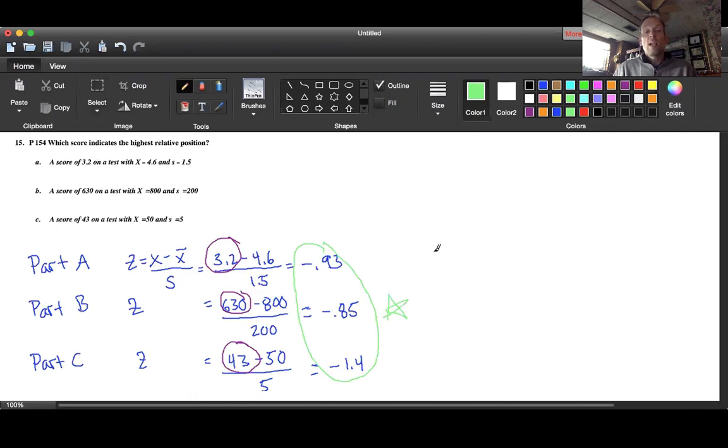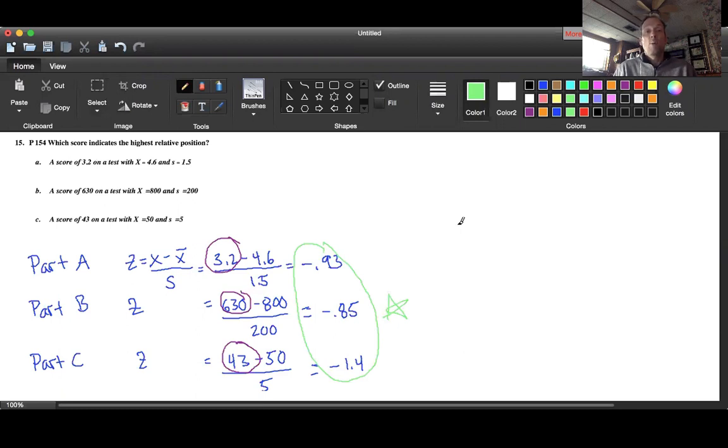Let's summarize everything we've learned about standardization. If we have two negative scores, which one is going to be the best? We pick the z-score that's closest to 0, which translates into the score that was the highest. If we have two positive z-scores, we pick the highest z-score. If we have a positive z-score and a negative z-score, we take the one that's positive. That'll be the highest score.